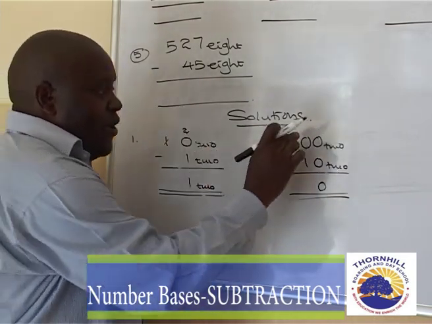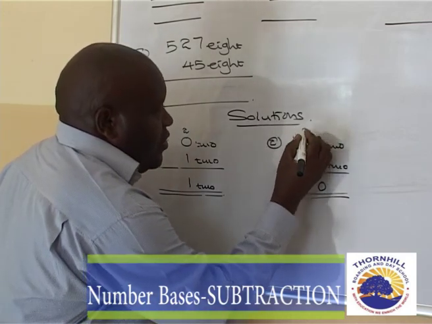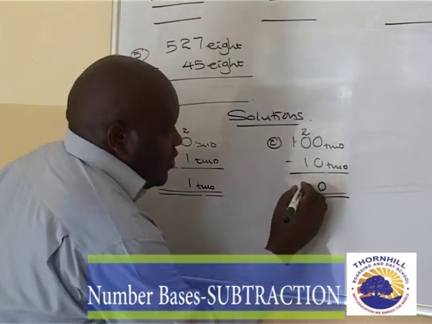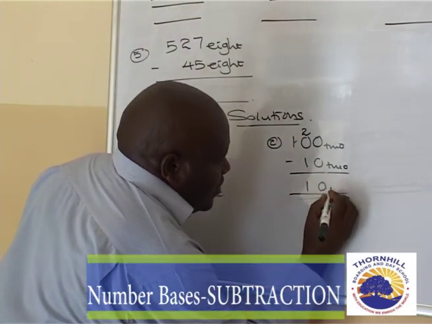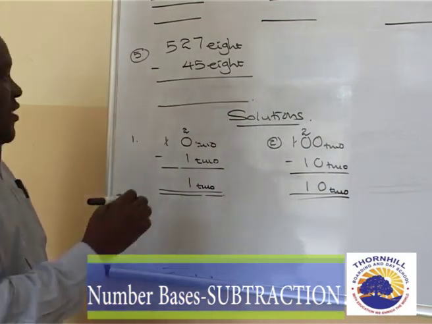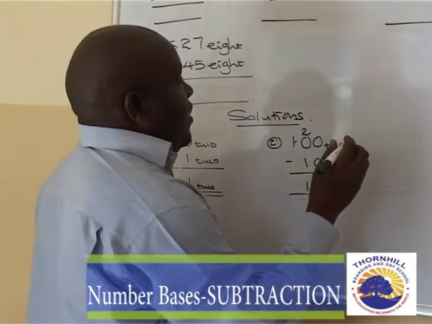So that 2, when you add it to this 0, gives you a 2. And therefore, 2 take away 1 gives you 1. And this is your final answer. This is how you subtract in base 2. Let's go to the other one, which is number 3.